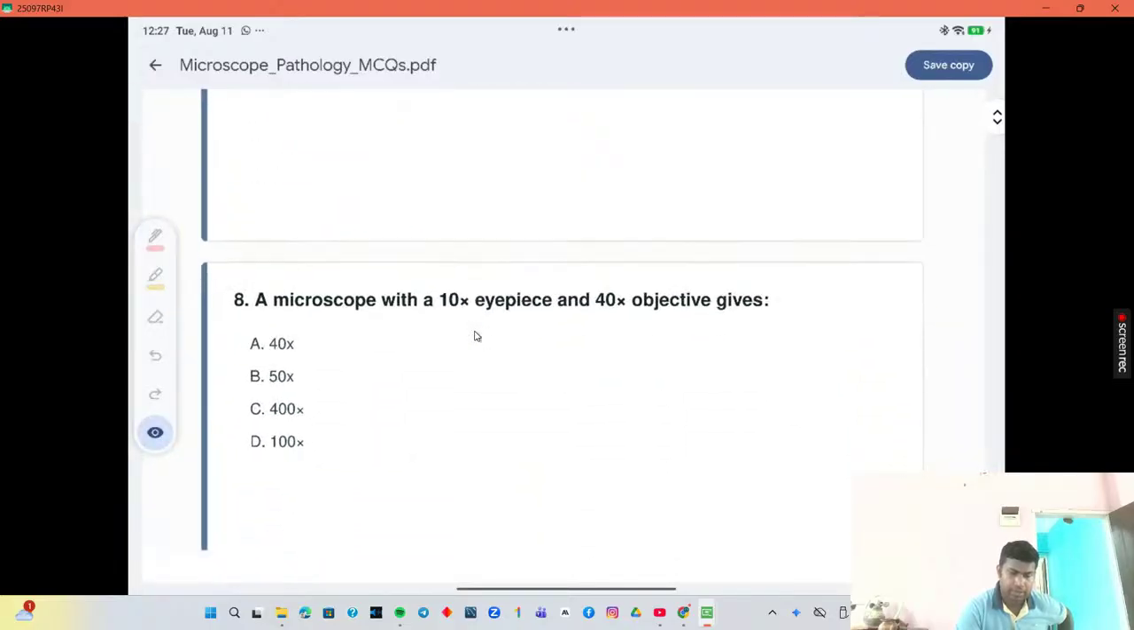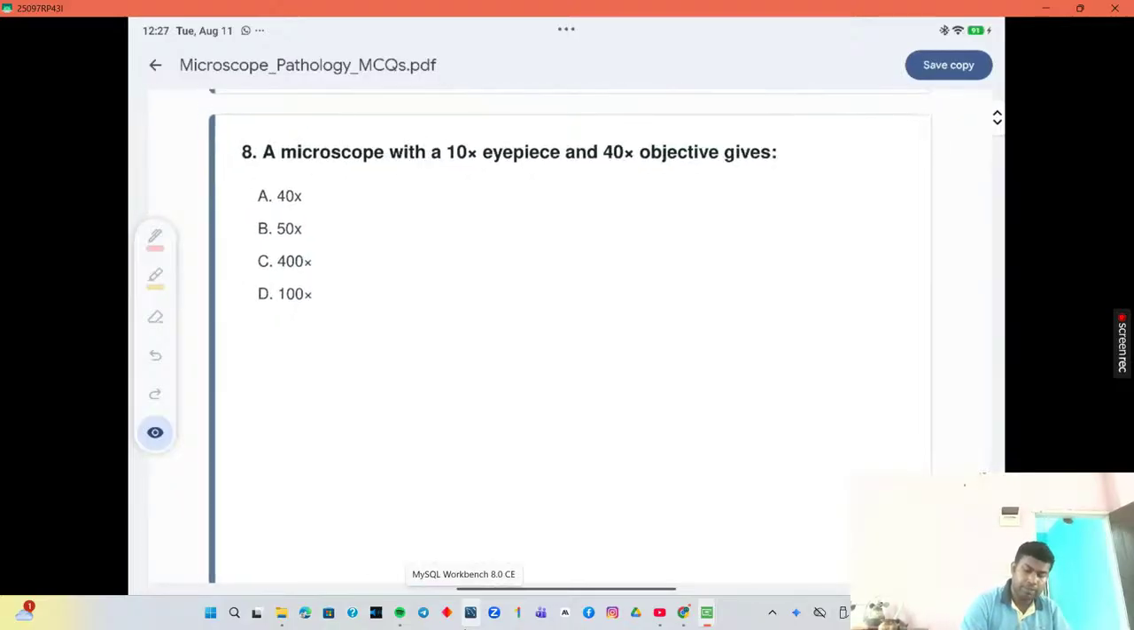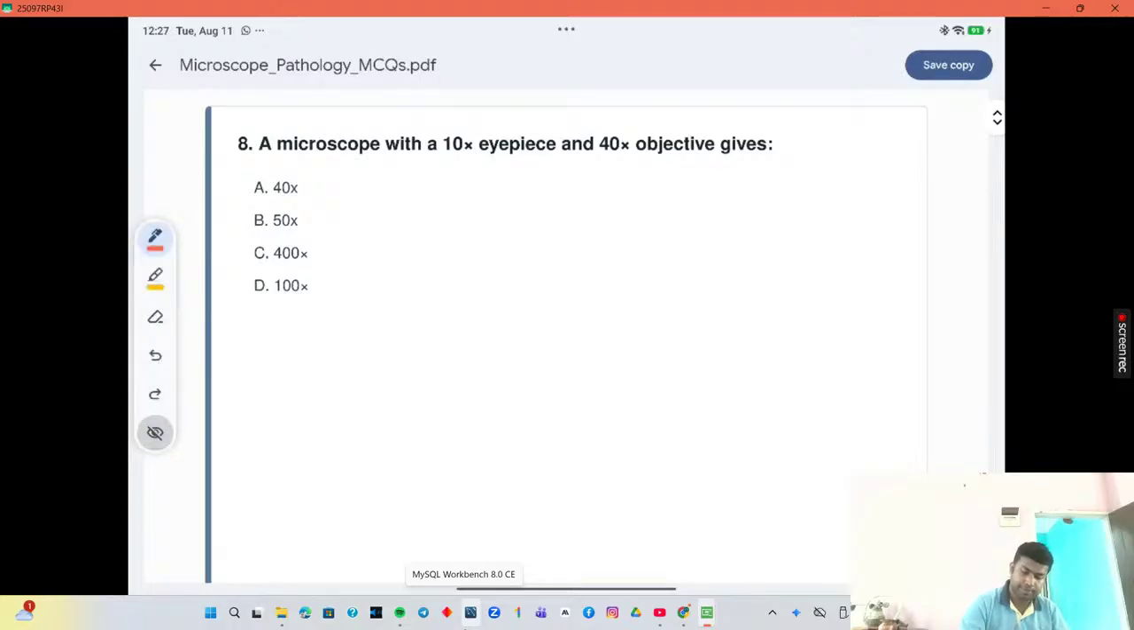Now I will come to the next question. Here the next question is given as, a microscope with a 10x eyepiece and 40x objective gives. Now, in the previous slide, we have learned that the total magnification of a microscope is the magnification of objective lens multiplied by the magnification of eyepiece.